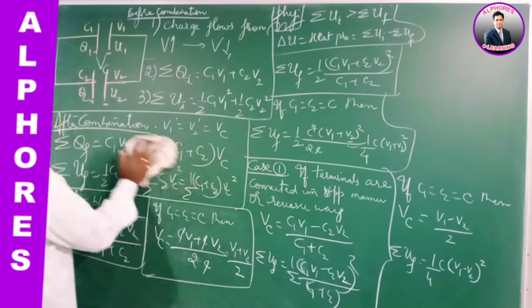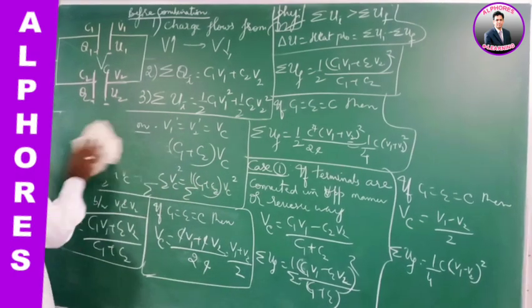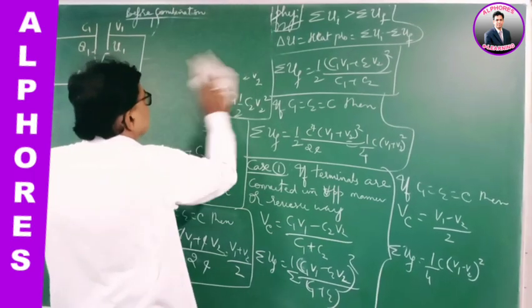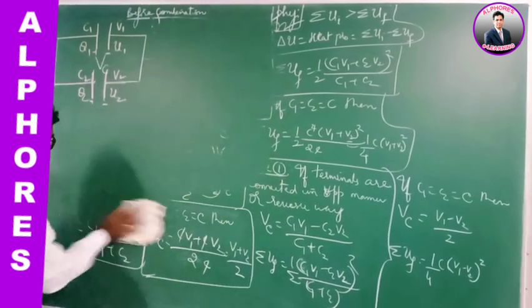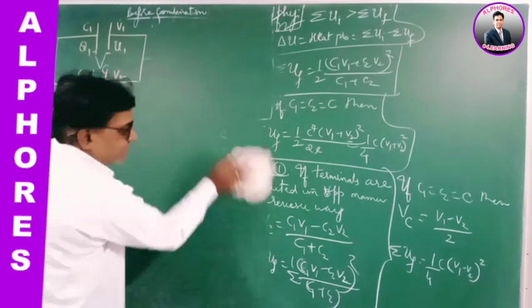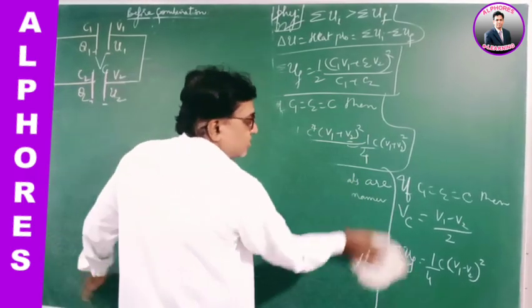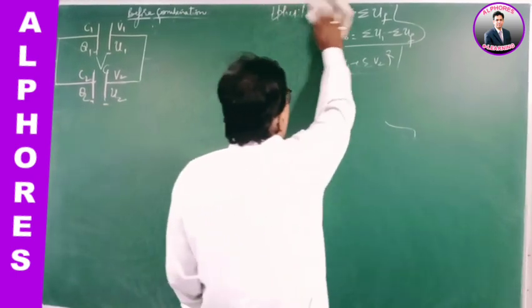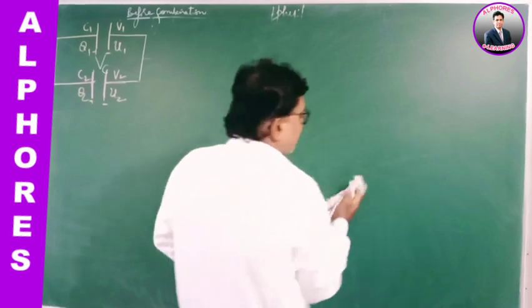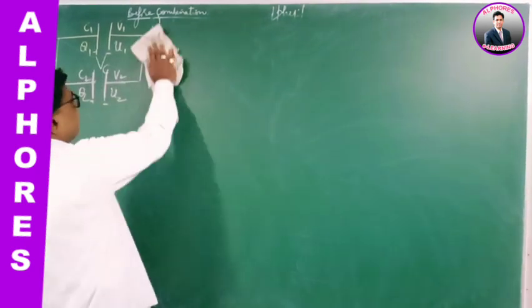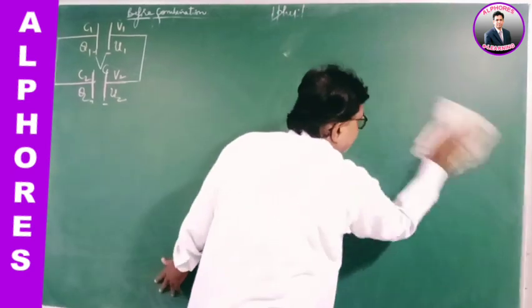Suppose I take another special case like this, where the first capacitor is charged but the second capacitor is uncharged. The second capacitor is to be charged. It is not charged. I want to charge the second capacitor with the first. Now this is actually called the charging by conduction process.